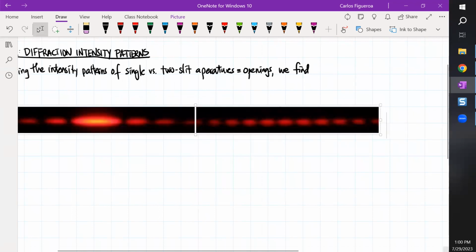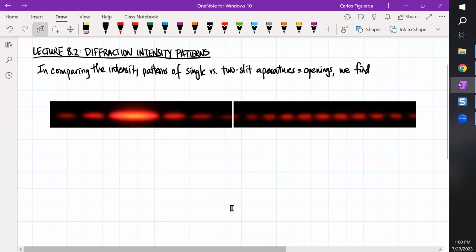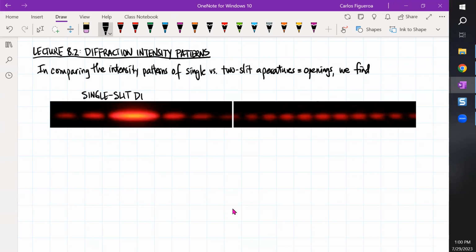So what you're seeing here is that I have this pattern on the left, which is for single slit diffraction, and on the right we have two slit interference. So when I'm looking at the patterns, I'm seeing a pattern that's going to look something like this here.